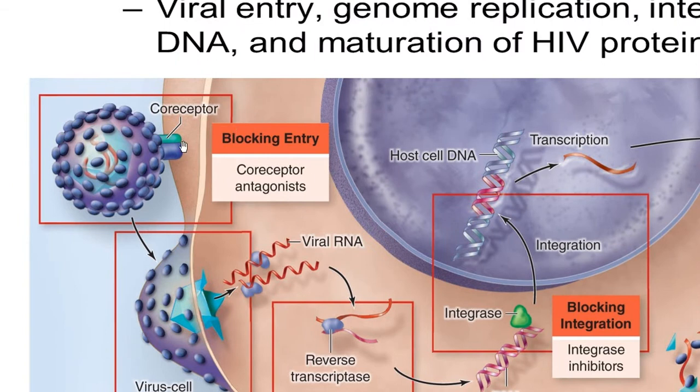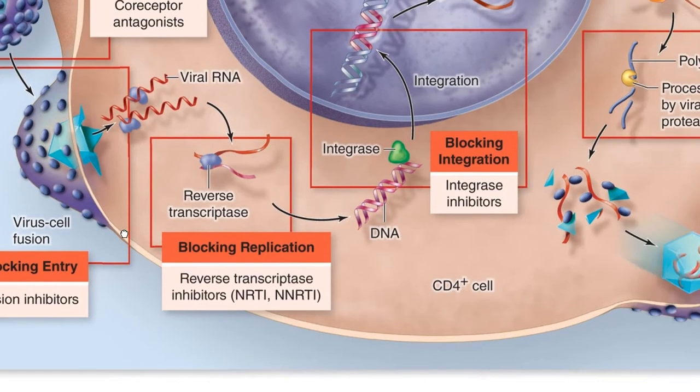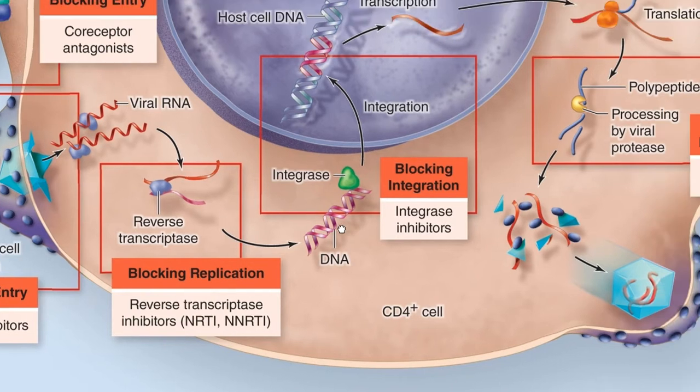So one area where we can stop this is by blocking the entry of the virus into the host cell. Second, if the entry happens, then we can try to stop the release of the nucleic acid into the host cell, by blocking the entry using fusion inhibitors. If the viral nucleic acid enters the host cytoplasm, then we can use the reverse transcriptase inhibitors that can stop the conversion of this RNA into DNA.